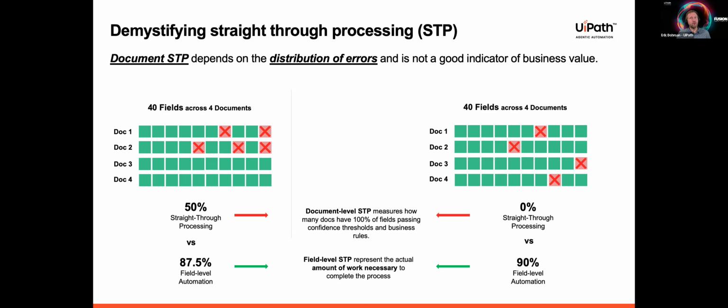So in this case, what's the straight-through processing? Well, we touch every document, so there's 0% straight-through processing. Every document has one thing that a human needs to look at. But on the field level, we see, of course, that 90% of fields are automated.